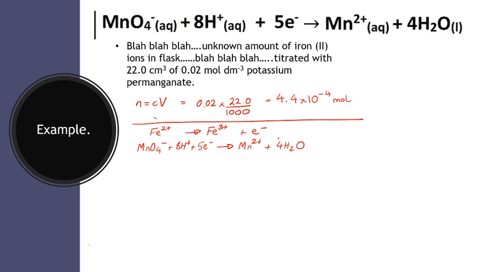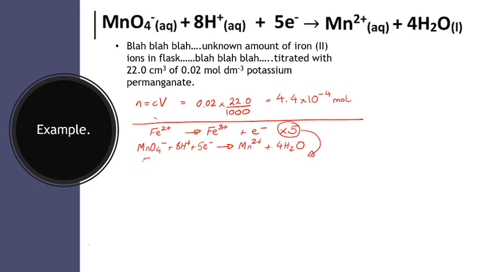Now when you write out the two half equations, what you do is much like simultaneous equations that you might remember doing if you did GCSE maths. You want to get the coefficient the same, and it's the electrons we need to get the same. We've got 5 electrons in the second one and only 1 on the top, so we need to times that whole top equation by 5. I'm going to put that underneath there.